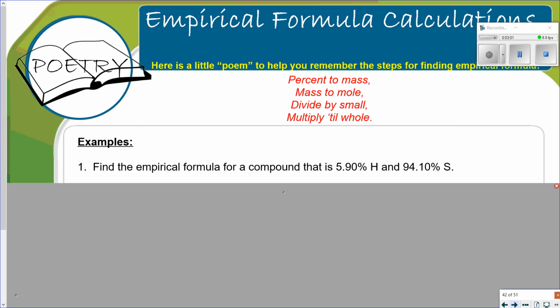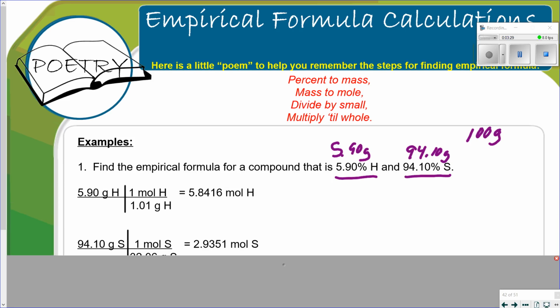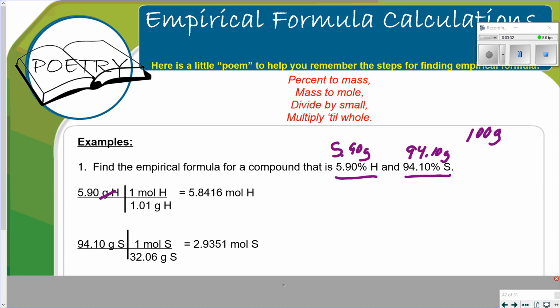All right, so let's work some of these. It says find the empirical formula for a compound that's 5.9% hydrogen and 94.10% sulfur. So since they give us percentages, if we assume we have 100 grams, 5.90% of 100 grams is simply 5.9 grams. So we would take that percent and just make it into grams, and the same thing for 94.10. What you have to do next is convert to moles. Since we've done this in previous videos, I just went ahead and preset this for you. You should know how to take grams and convert it to moles. So this is the moles of hydrogen and the moles of sulfur.